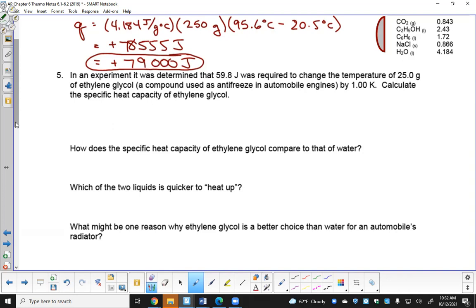In an experiment, we want to calculate the specific heat capacity this time. We want to calculate C. So we know this many joules were involved, 59.8 joules was required. It doesn't specify if it's endothermic or exothermic very well, so that's kind of sloppy. We want to calculate C. The mass of the sample was 25 grams, and the temperature changed by 1 Kelvin, also kind of vague. Did it go up by 1 Kelvin or down by 1 Kelvin? It went 1 Kelvin.